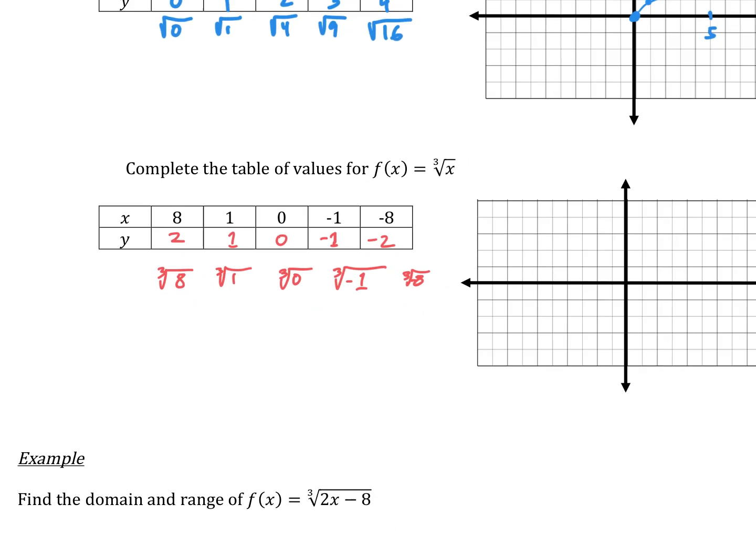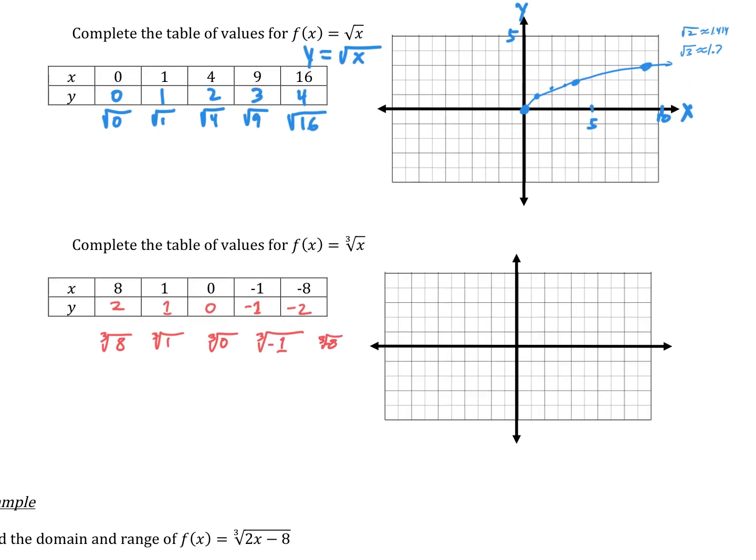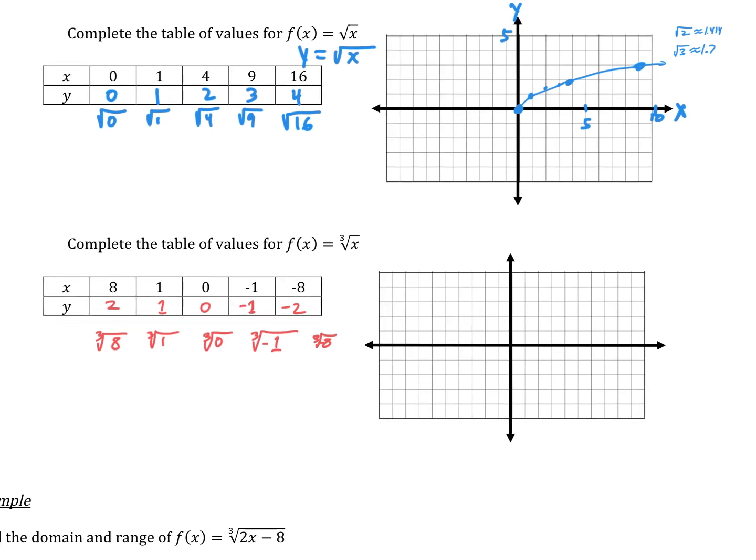All right. So let's see what that graph looks like. 0, 0. 0, 0, there it is. 1, 1. And let's see, that's 5 there. And 5, 6, 7, 8. 2. So we get the same kind of curve here.